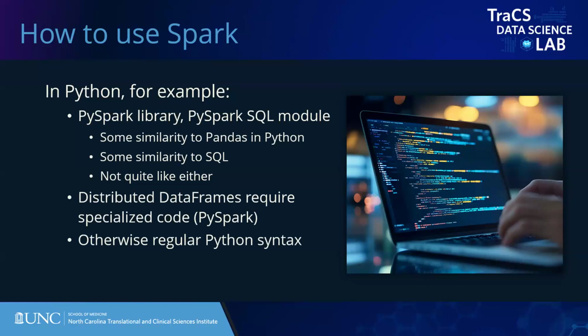So the reason you have to use this PySpark code is because you're interacting with these data frames, which are a distributed data structure. So in order to handle those, it needs to use some special code under the hood. That's why you have to go through PySpark. But other than the functions you're doing in PySpark, you're still using regular Python syntax. So if you write a for loop, it still looks the same as writing a for loop in Python normally.